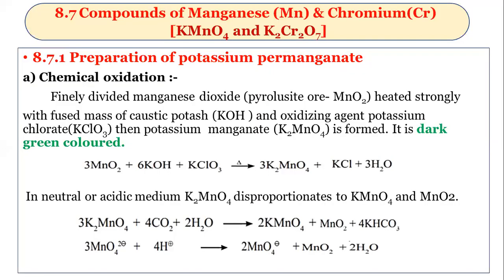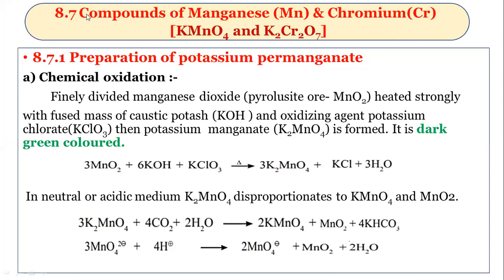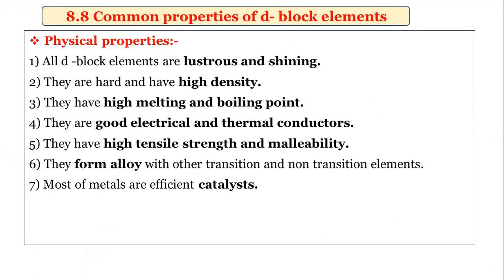This is a non-evaluative portion. This is deleted. The compounds of manganese and chromium are deleted. So this entire part, 8.7, is deleted, remember, for the board examination. Then I'm coming to this.